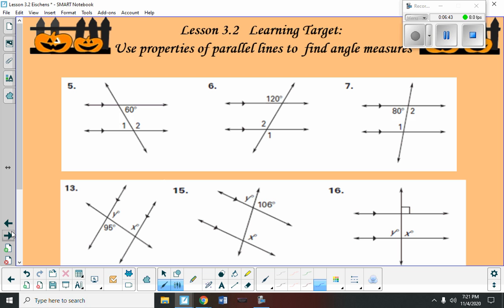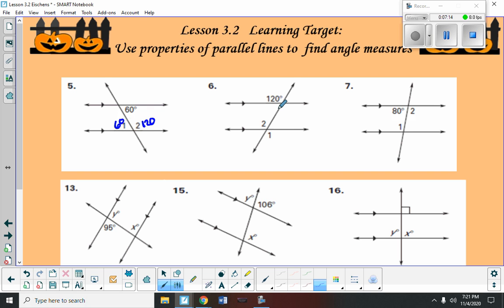Now there are different ways you can do these problems, which is kind of fun. You could start out here and say, oh, the 60 angle and angle 2, these are same side interior, so they're supplementary. So that would be 120, because 180 minus 60 is 120. Or cover that up and look at these two. These are alternate interior. They are congruent, so they're both 60. Or once you say that this is 120, you know these are a linear pair, so 180 minus 120 is 60.